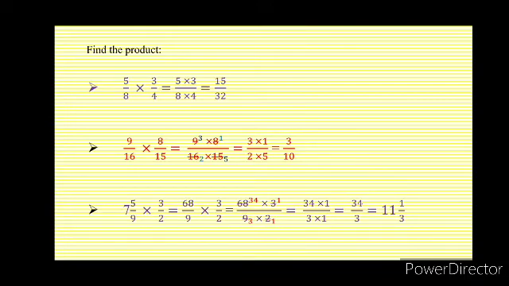Now, the numerator is 34 into 1 and the denominator is 3 into 1 and we get 34 divided by 3. And since it is an improper fraction, we convert it into a mixed fraction. So, we get 11 1 by 3.